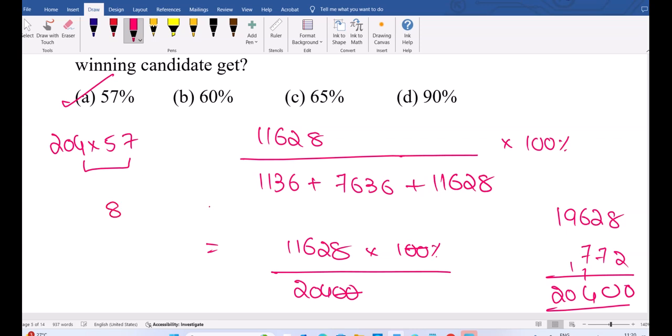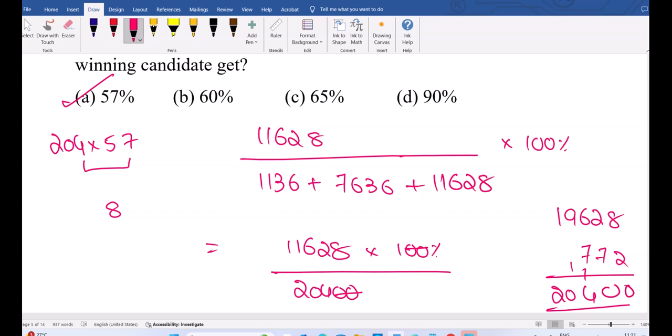28 ending with numerator ending with 8 matching. This denominator and the answer multiplication should be your numerator. 11,628 should come. Units place, no other thing will satisfy. 4 into 7, 8 ending with 8, numerator satisfied, no other values will satisfy. Like that also you can see.